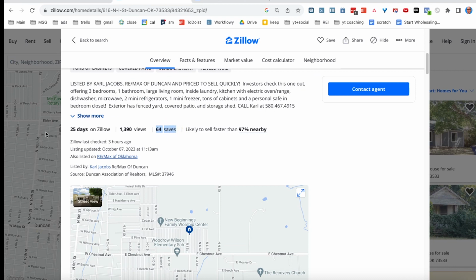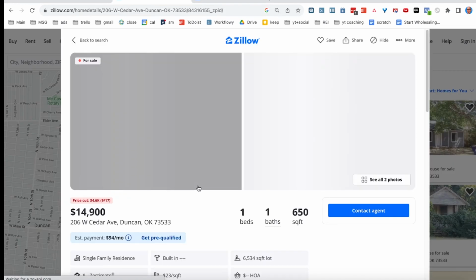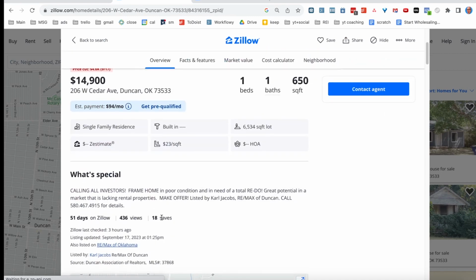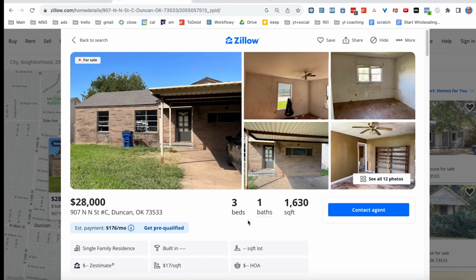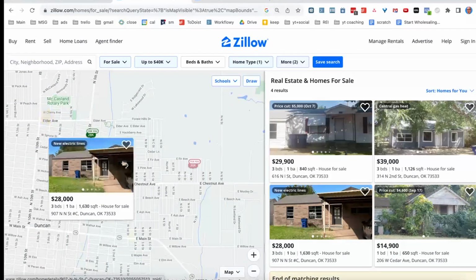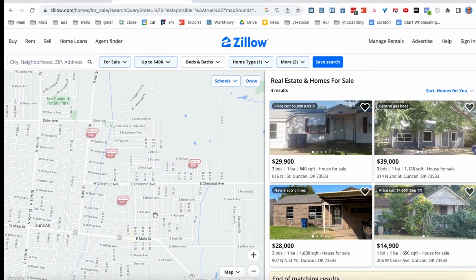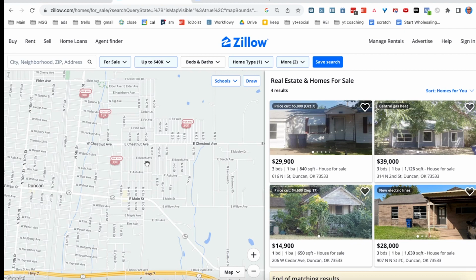And the saves are relative to every market. Meaning if you look at, like here, 18 saves, not that many saves. So that means that there's lack of interest. Here, how many saves? 22 saves, and it's been 9 days on the market. So to me, I look at this deal that the owner's asking $35K, and I'm saying this is no way going to be a $35K deal.